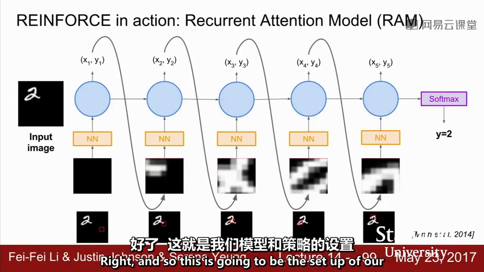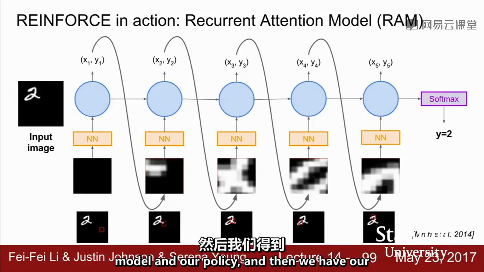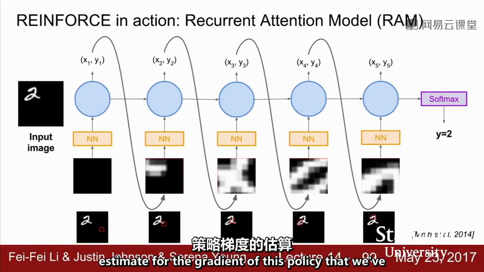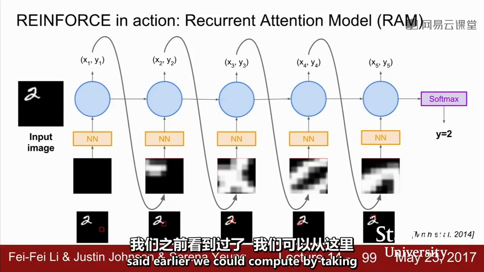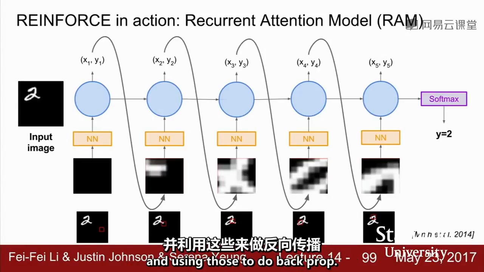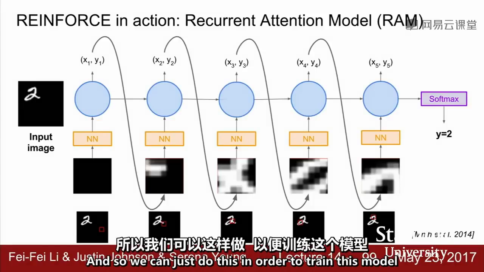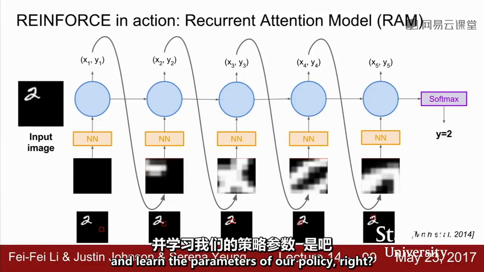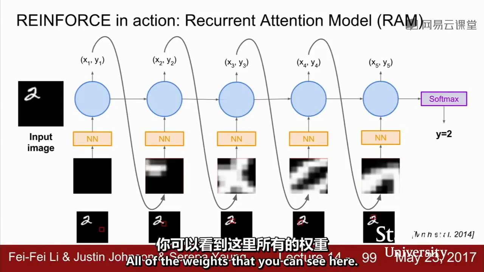Right, and so this is going to be the setup of our model and our policy, and then we have our estimate for the gradient of this policy that we said earlier we could compute by taking trajectories from here and using those to do backprop. And so we can just do this in order to train this model and learn the parameters of our policy, all of the weights that you can see here.